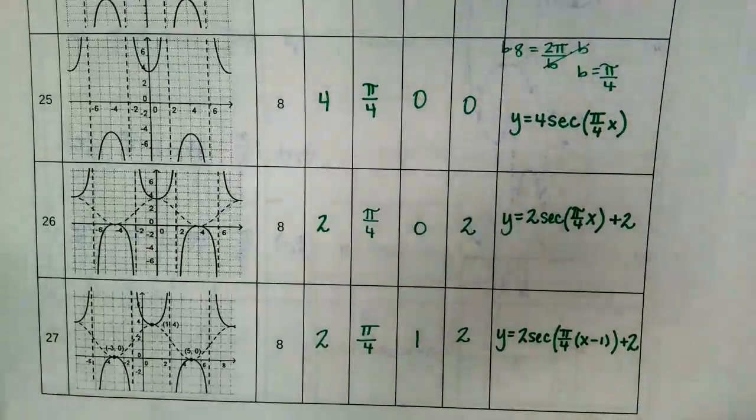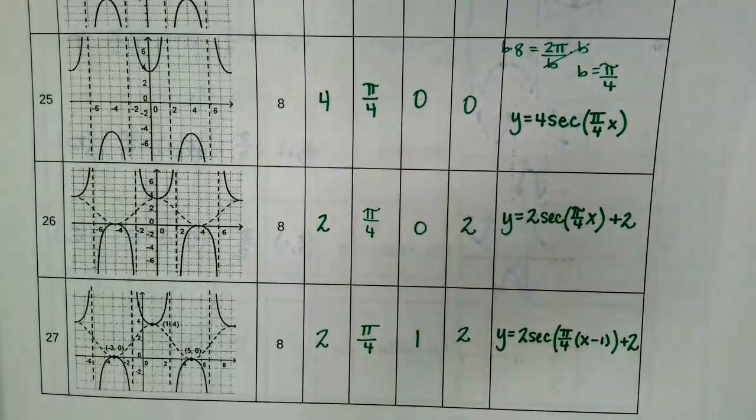It looks really complicated. Okay, so my period is the same, which means my b value is the same. It's pi over 4. My central axis has moved to where? 2 again. My stretch is also 2 again. But this time I have a horizontal shift, how much? To the right 1.